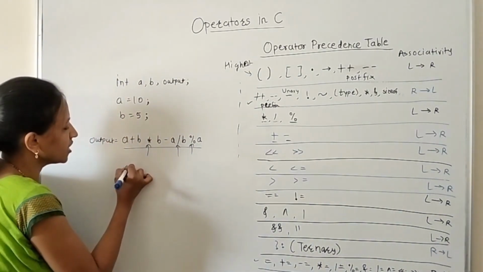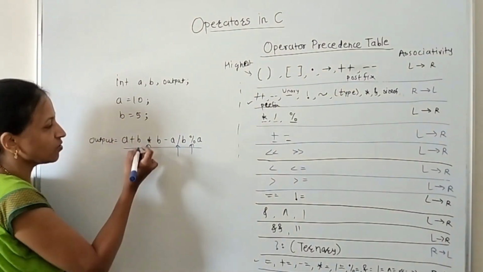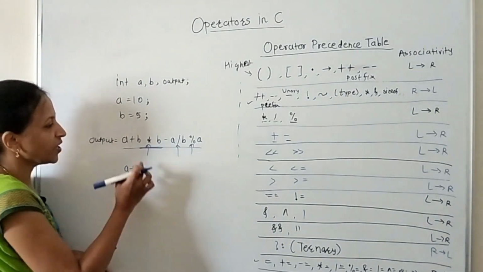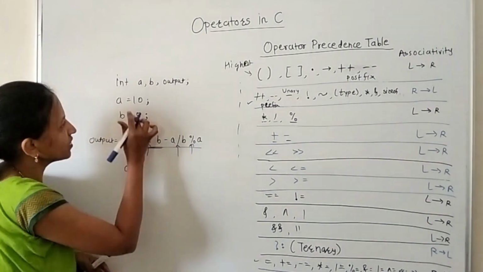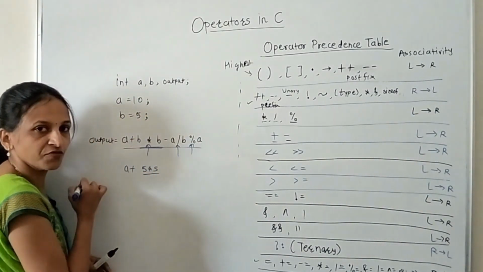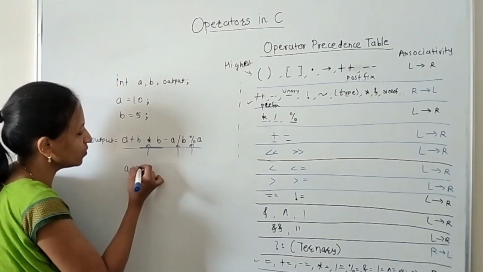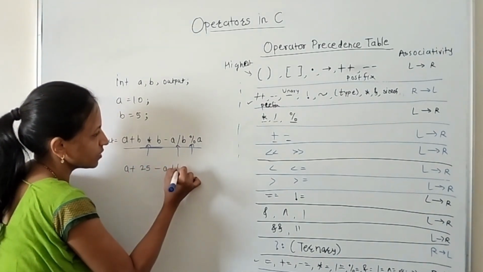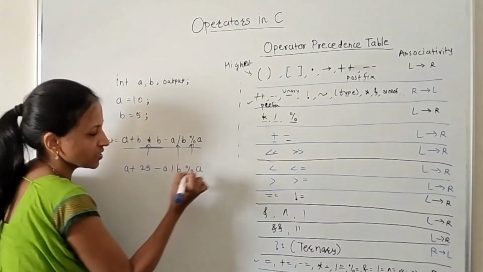That's why this a plus will stay as it is. Now this one will get resolved first, from left to right. b has value 5, so 5 into 5 will get resolved first. That means here you will get value 25. And then minus a, then divide b, then modulus a in this way.